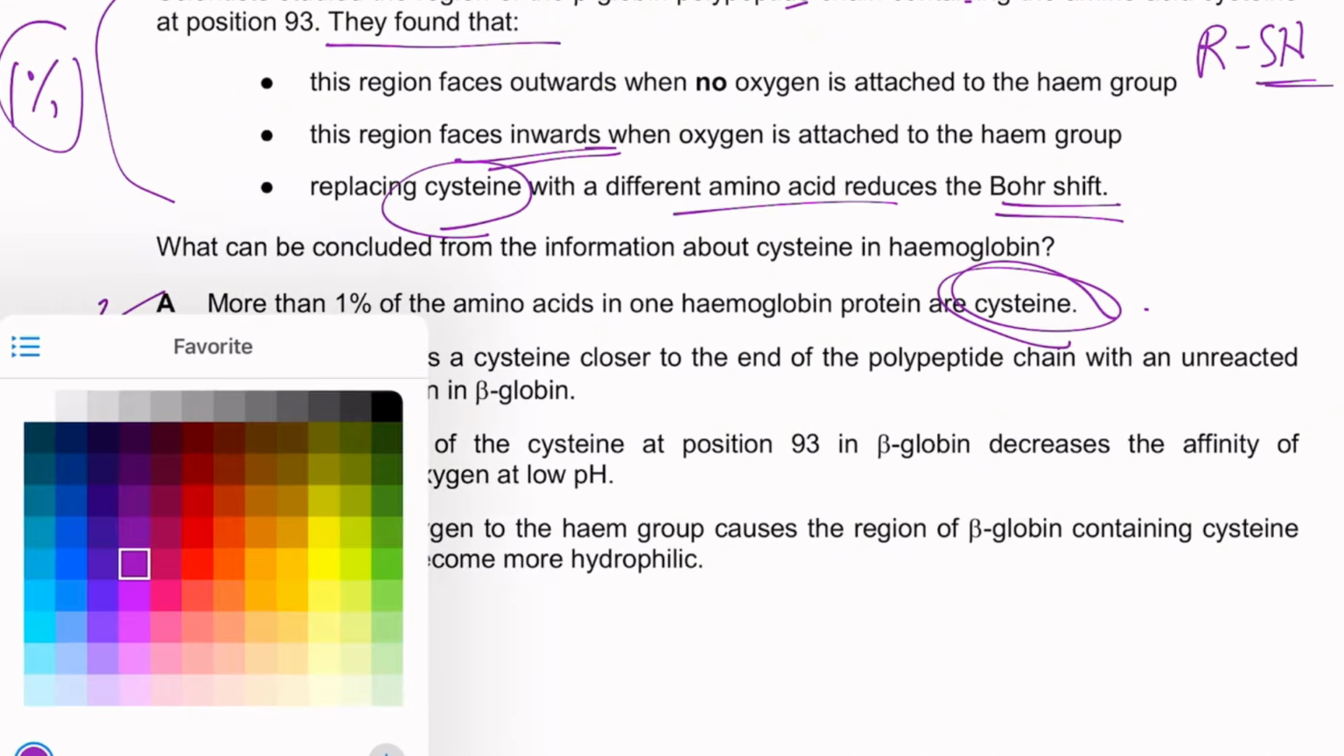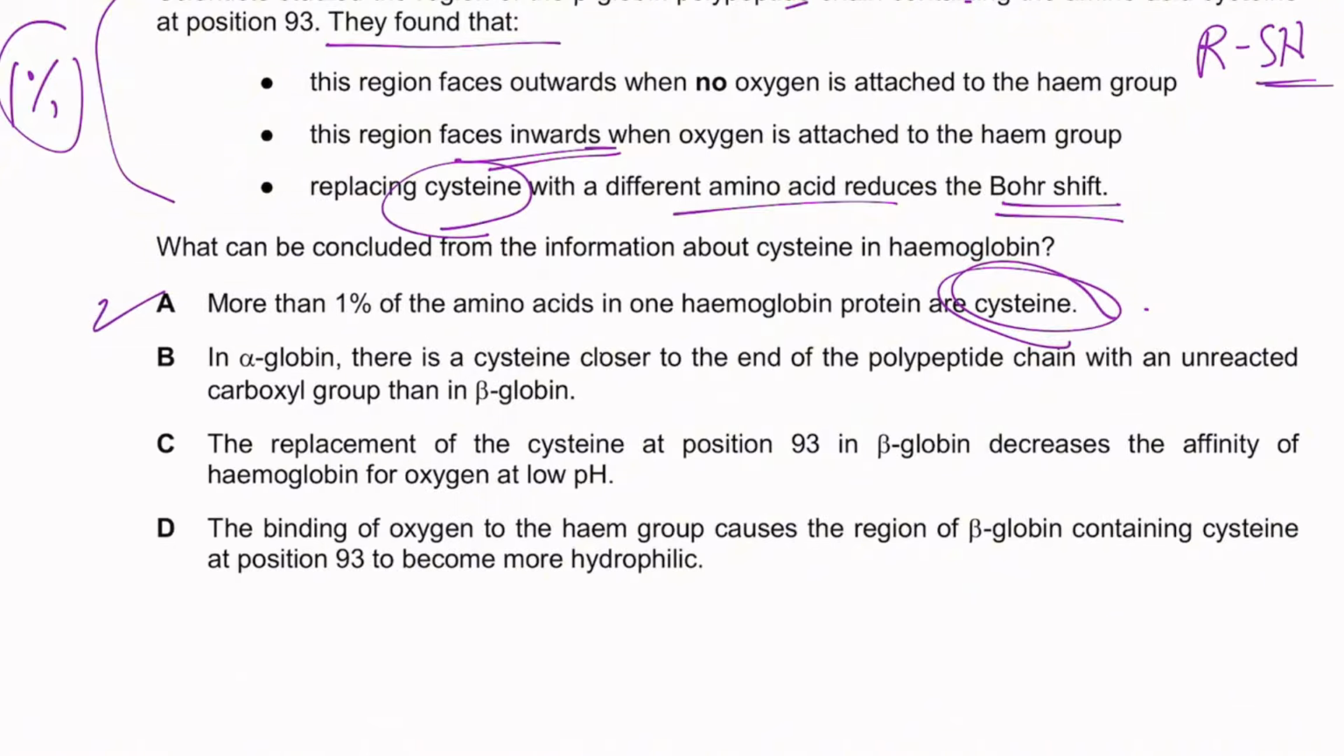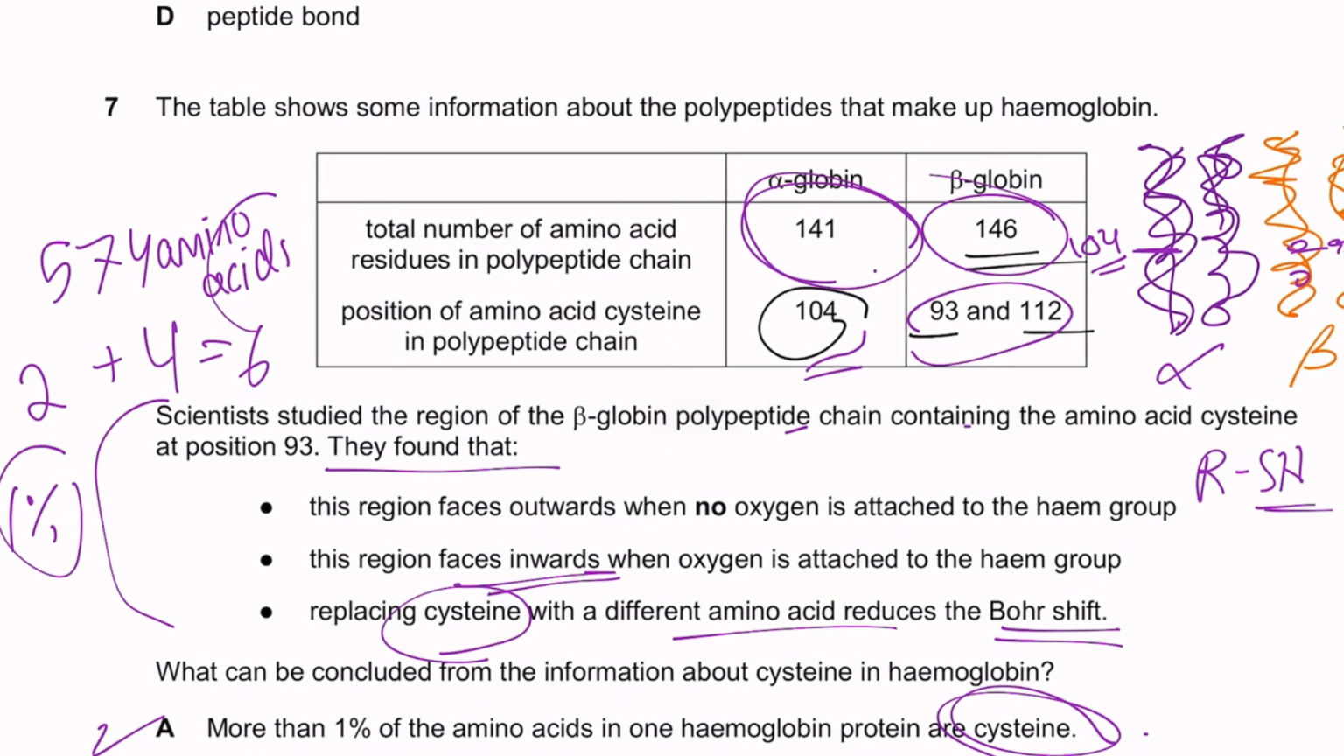In alpha globin there's a cysteine closer to the end of the polypeptide chain with an unreacted carboxyl group than in beta globin. Okay, interesting. So you're saying here that in the alpha chain, a cysteine is closer to the end of the polypeptide chain with an unreacted carboxyl group than in the beta globin. Okay, so in the beta globin we have two cysteine atoms on each, and there is obviously the end that has the COOH and then the end that has the NH for each amino acid.